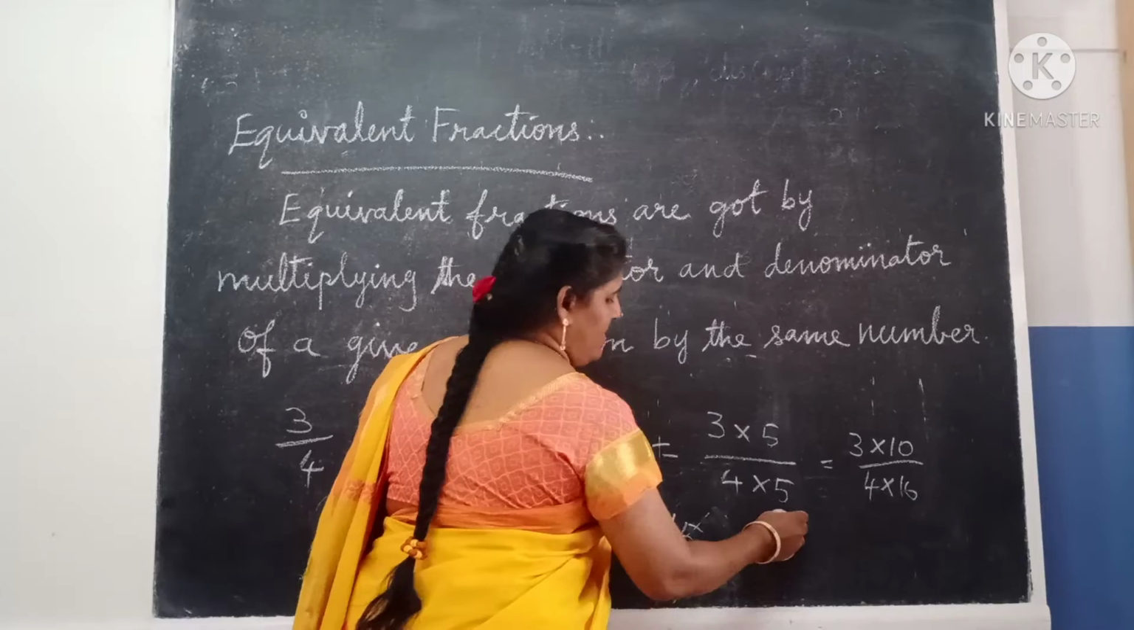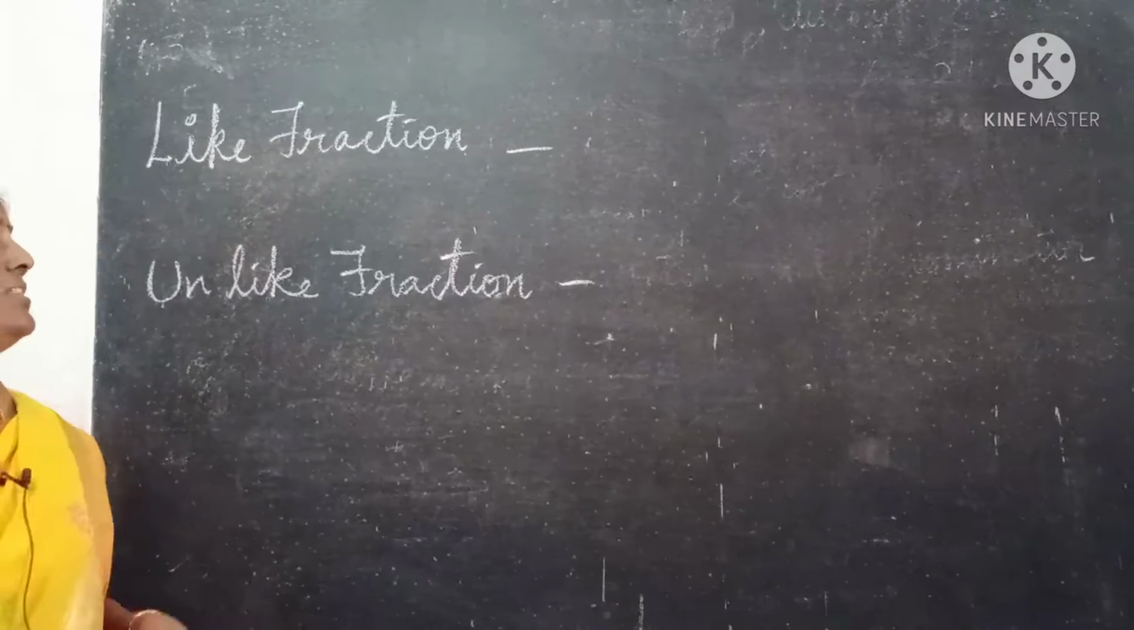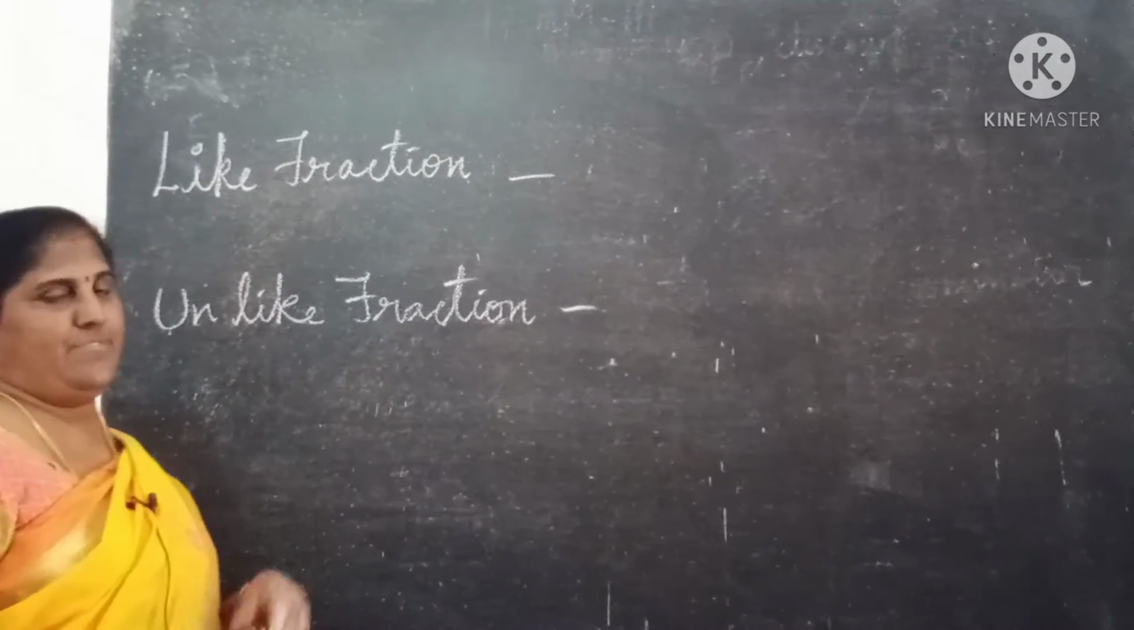So how many will come? 30 by 40 also will come. Okay children? The next one is like fraction, unlike fraction.